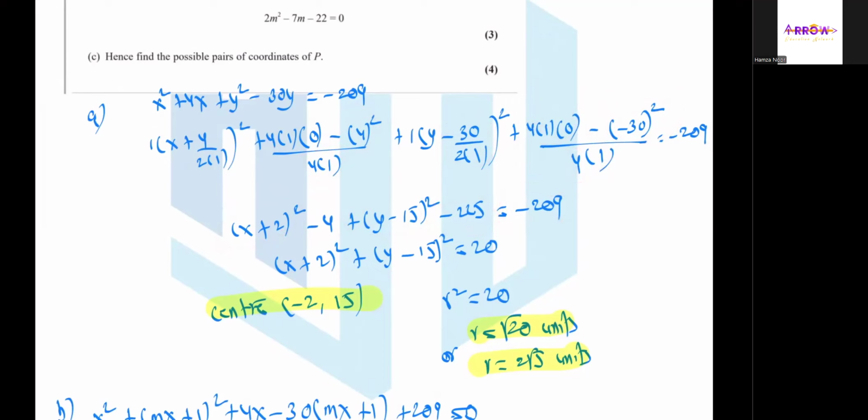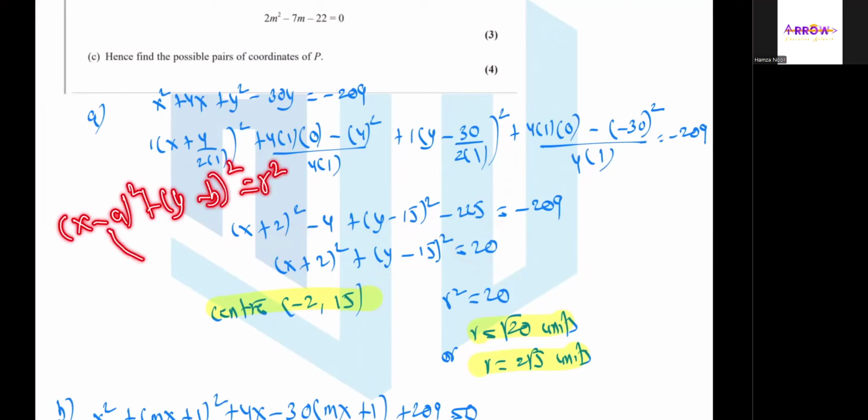So therefore the equation of the circle is (x plus 2) whole square plus (y minus 15) whole square is equal to 20. This is basically the completing square form, or you can say the standard form which we are looking for. So since the equation of the circle is in the form (x minus a) whole square plus (y minus b) whole square is equal to r square.